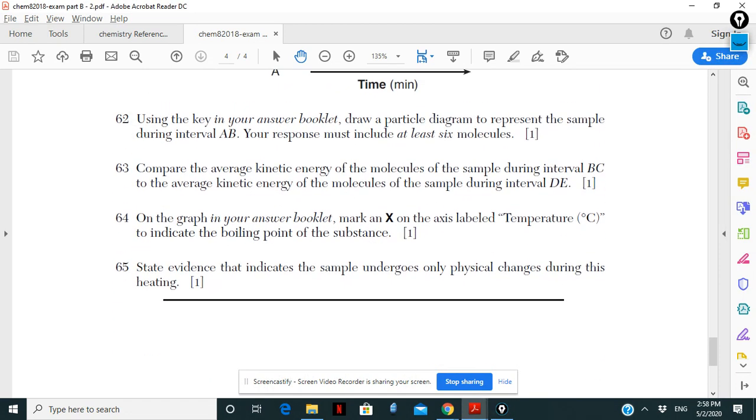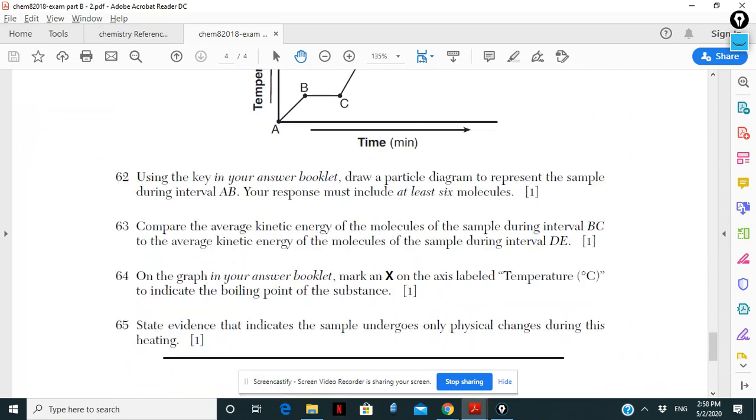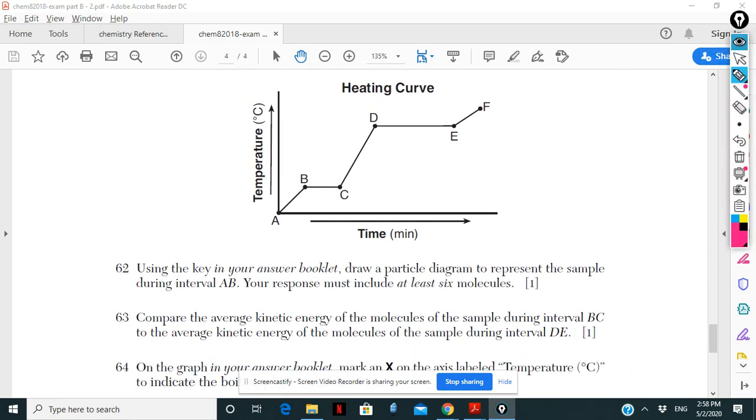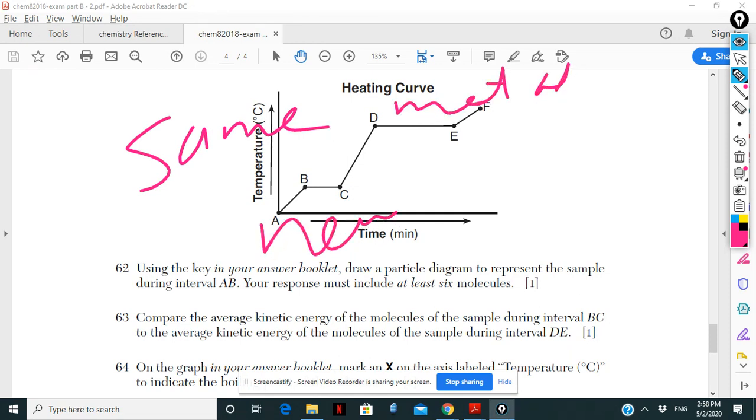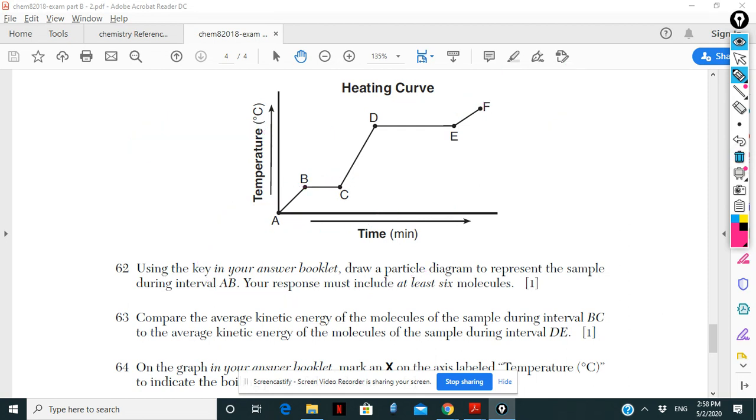Question number 65. State evidence that indicates that the sample undergoes only a physical change. We still have the same metal. I don't have any new material. Since I don't have any change in the material, I still have the same element. Since I have the same element, it means it goes through a physical change. That's the end for that part.